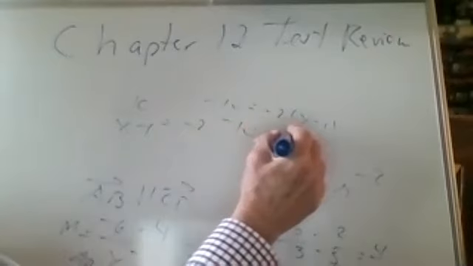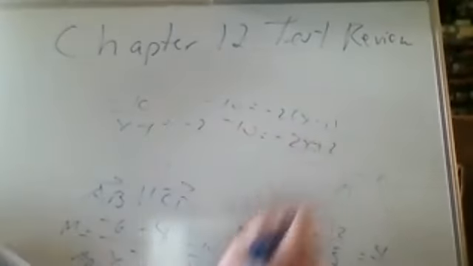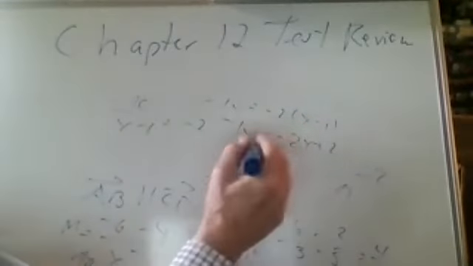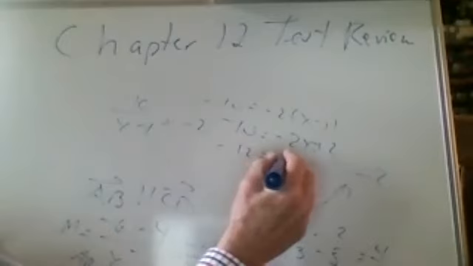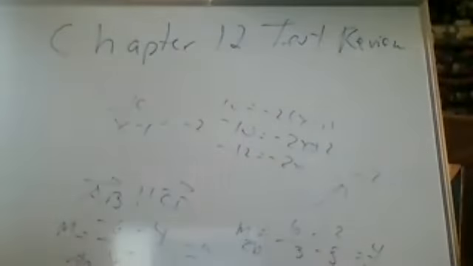So -10 equals -2X plus 2. So subtract 2 from both sides. -2X equals -12. Just divide both sides by -2, and that gives you your answer.